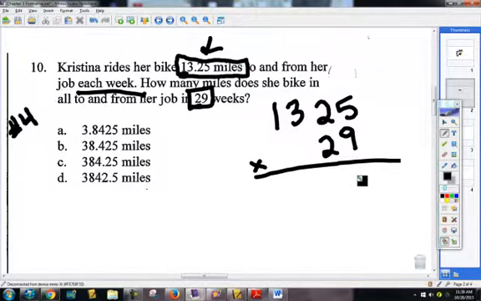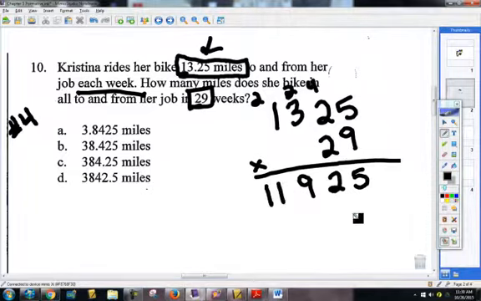9 times 5 is going to be 45. Carry 4. 9 times 2 is going to be 18. Plus 4 is 22. 9 times 3 is 27. Plus 2 is 29. 9 times 1 is 9. Plus 2 would be 11. Right? Get rid of your carries.